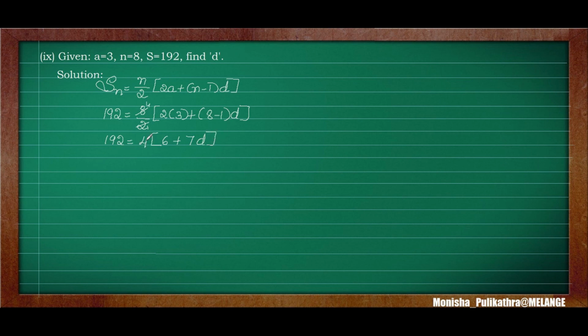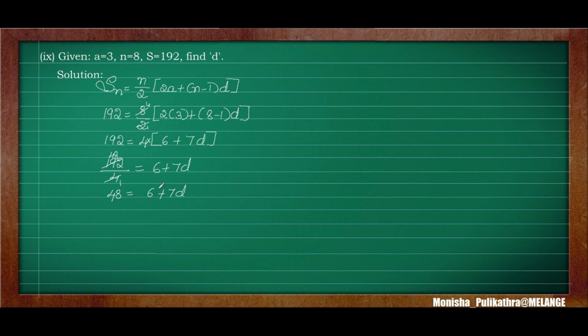So next I will shift this 4 to the left hand side. When I shift this multiplication to the left hand side, it will become division. So 192 divided by 4 is equal to 6 plus 7d. So here 4 4s are 16, 3 carry, 4 8s are 32. Okay, so the quotient is 48 here. So 48 is equal to 6 plus 7d.